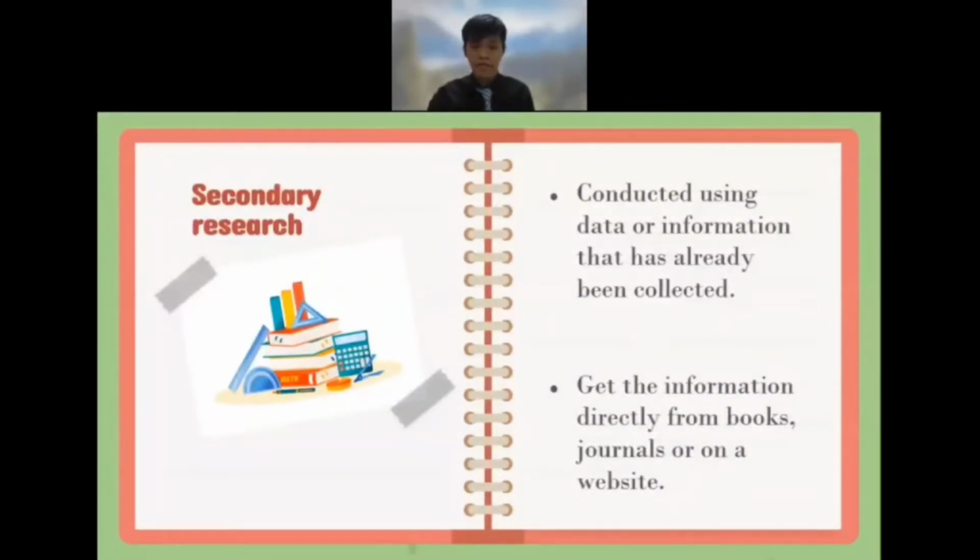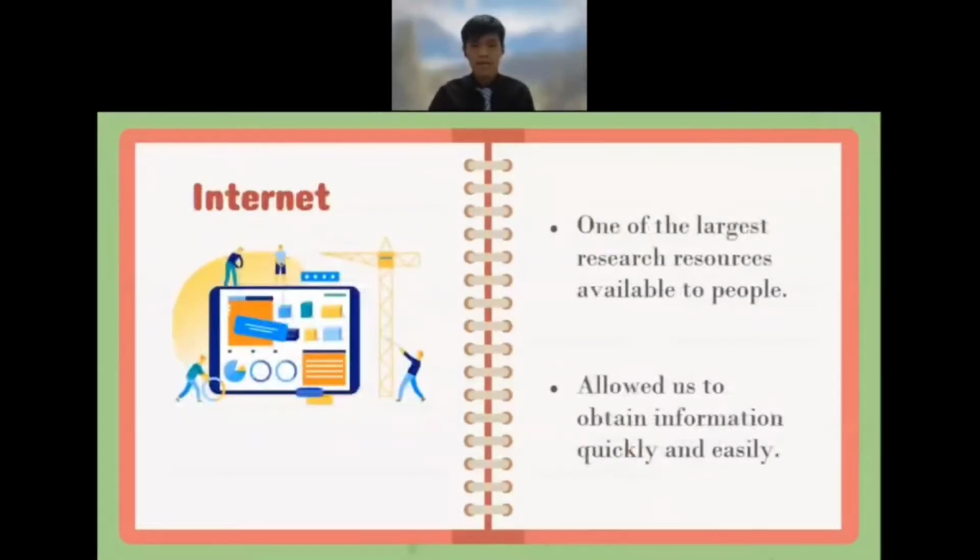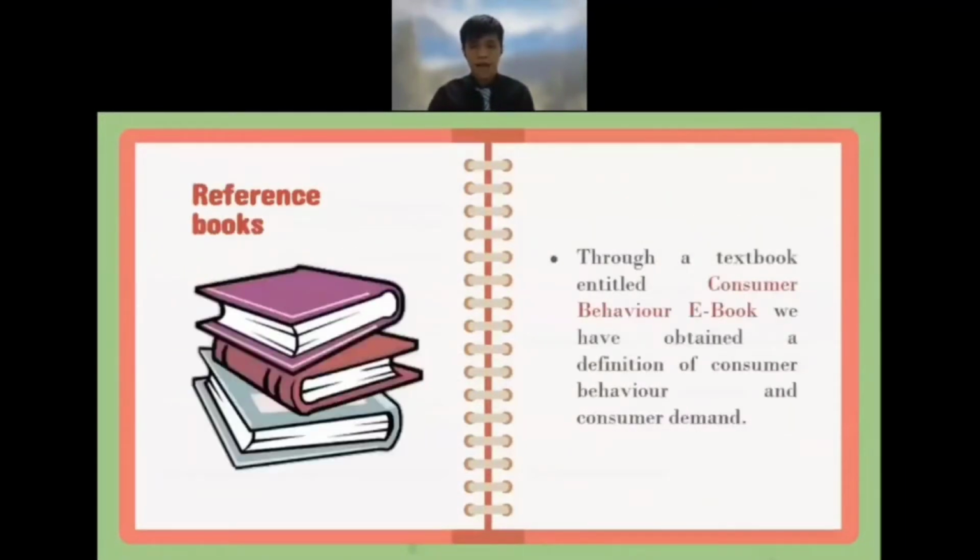We can get the information directly from books, journals, or on a website. The internet is considered secondary research. It is one of the largest research resources available to people. Therefore, it allows us to obtain information quickly and easily. Apart from that, we also use reference books in our research. Through a textbook entitled Consumer Behavior ebook, we have obtained a definition of consumer behavior and consumer demand.